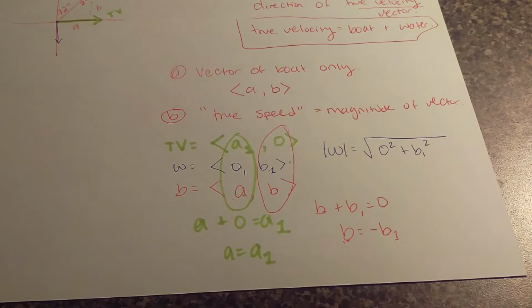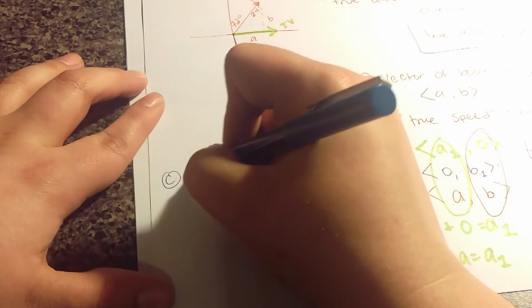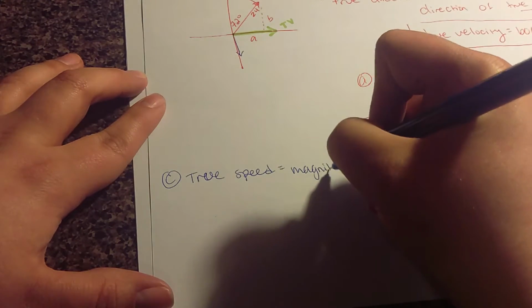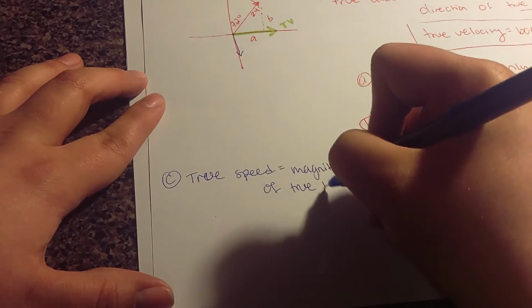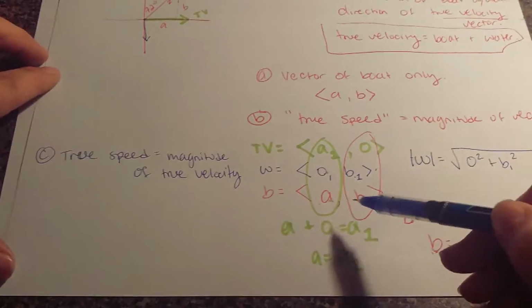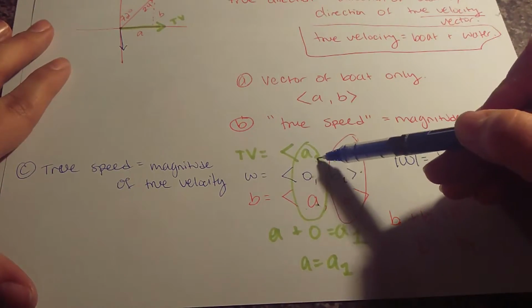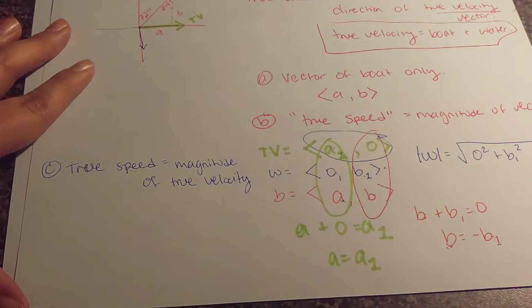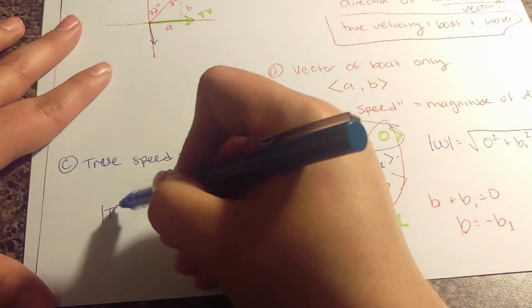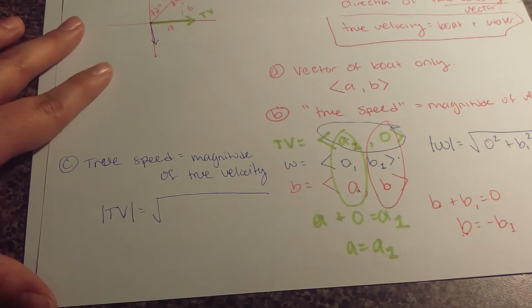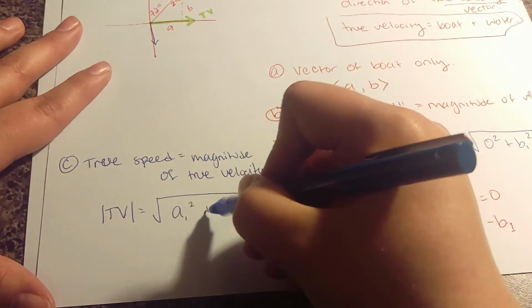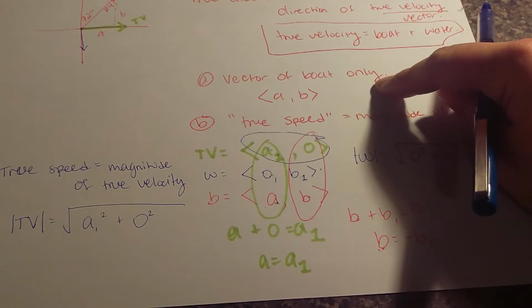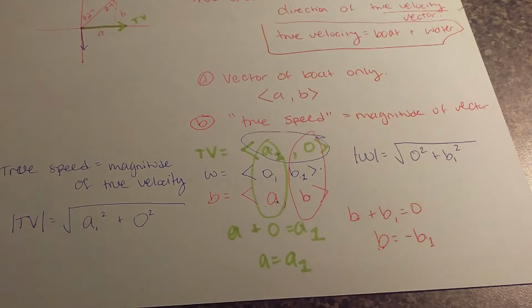Part C, find the true speed of the boat. True speed equals magnitude of true velocity. And I just said, if you've got this number, which you should have had from part A, then you have this one, which means you've got that entire vector already done for you. So part C is just asking you for the magnitude of that green one. That means you need the magnitude of TV, the square root of A1 squared plus 0 squared. And you've got all of those numbers. You have to do part A first. Once you have that, you're filling into these equations and you've got all of your parts.